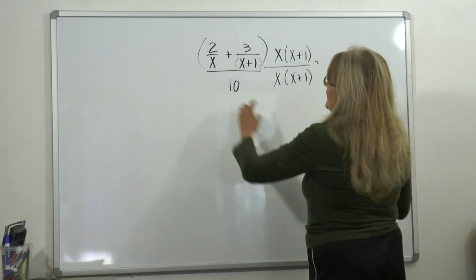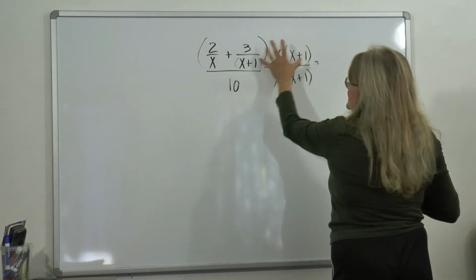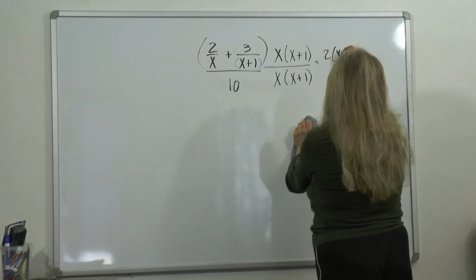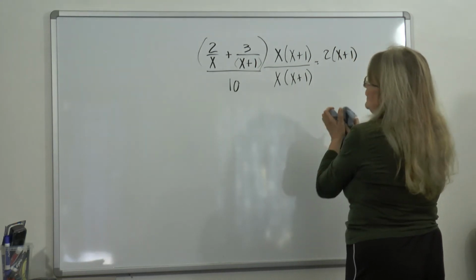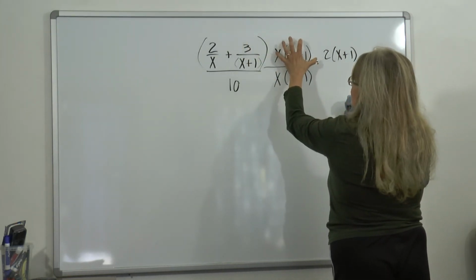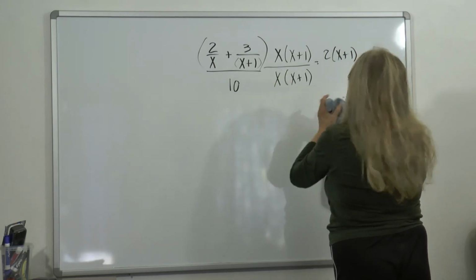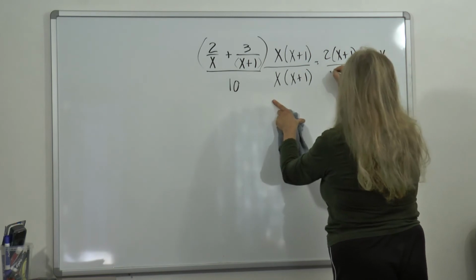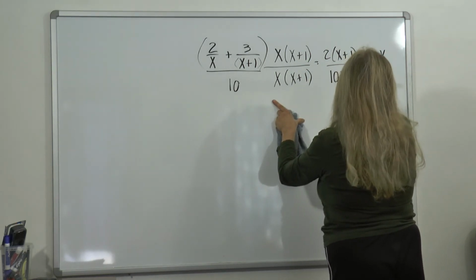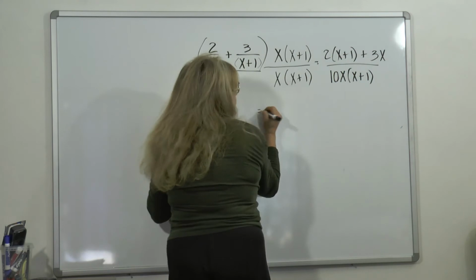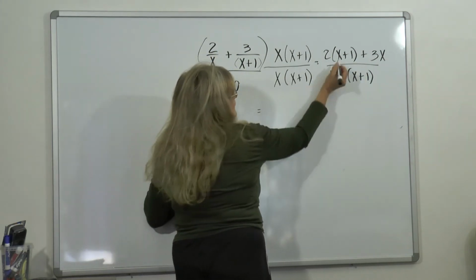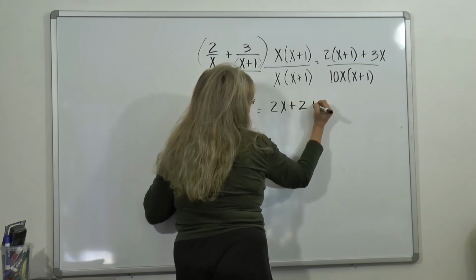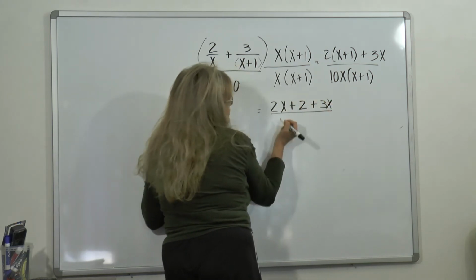Now, when I take this fraction times these two things, this guy times these two, the x's cancel, and I have 2 times x plus 1. Now when I take this times this, the x plus 1s are going to cancel, and I just have 3x. And down here, I'm going to have 10x, x plus 1. Now this one, that's still too much happening. So here I would distribute the 2, because then I can combine like terms.